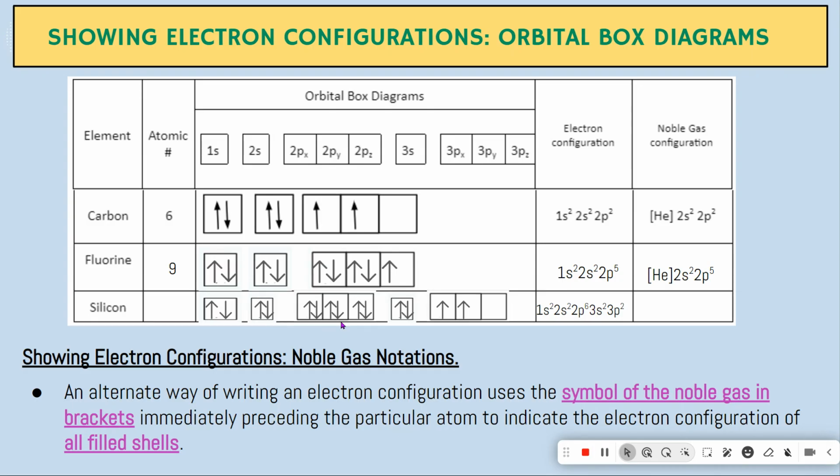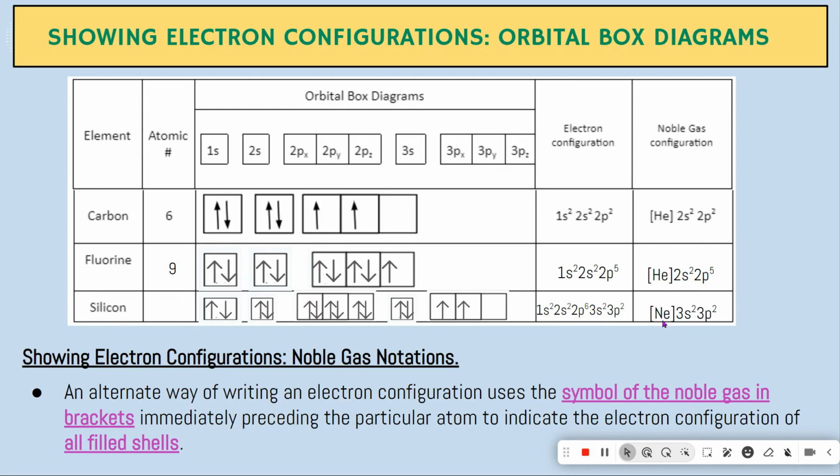Energy level 2, subshell P, 6 electrons. Energy level 3, subshell S, 2 electrons. And then finally, energy level 3, subshell P, 2 electrons. So 1s2, 2s2, 2p6, 3s2, 3p2. Now, here's where the noble gas comes in handy. The noble gas that comes before silicon is neon.